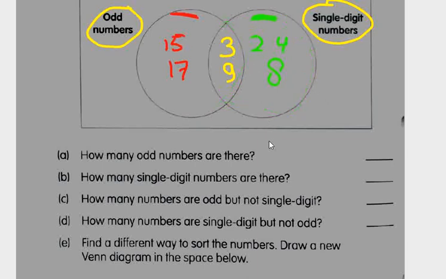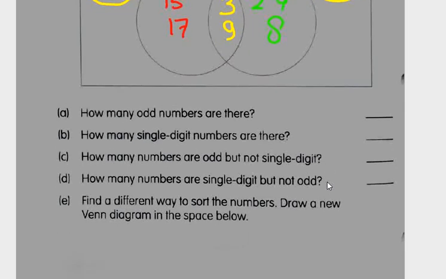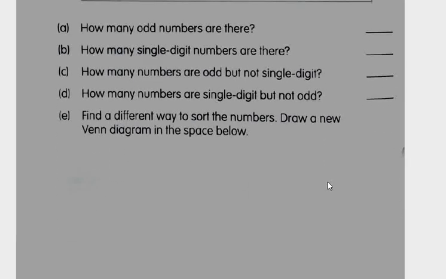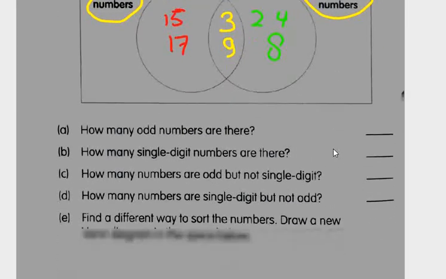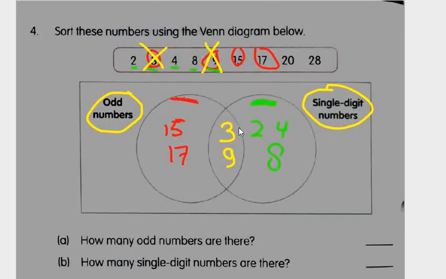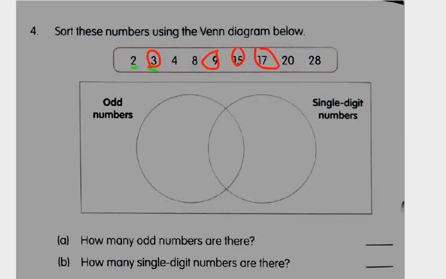Find a different way to sort the numbers. Draw a new Venn diagram. Different way to sort the numbers. Alright, so let's take a look at the numbers given. There are 2, 3, 4, 8, 9, 15, 17, 20, 21.